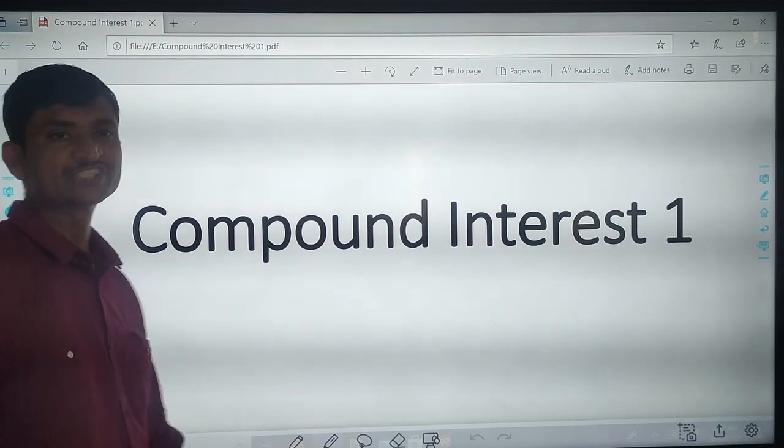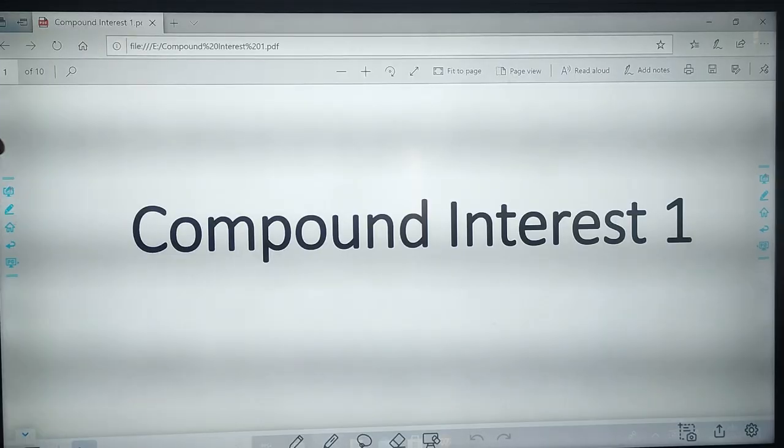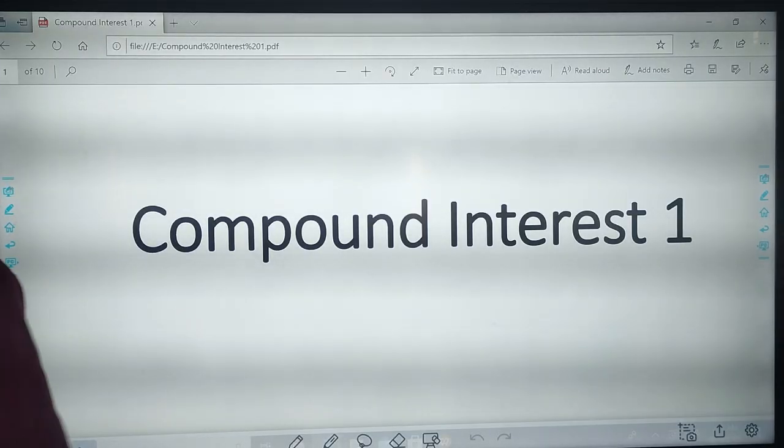Today we discuss the chapter compound interest. Now we see the examples.